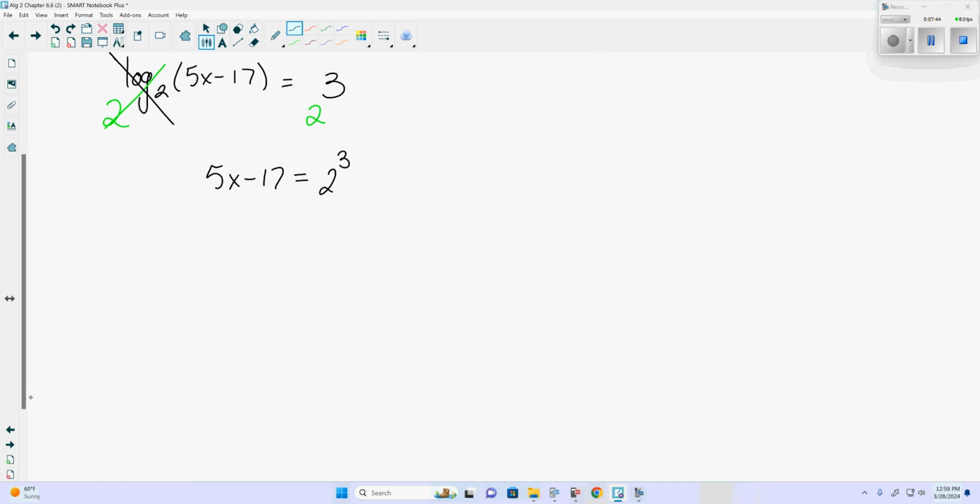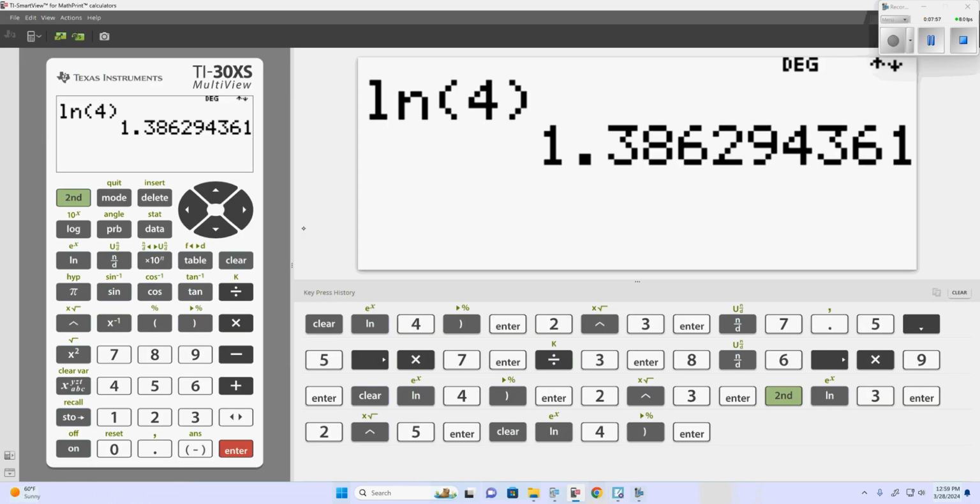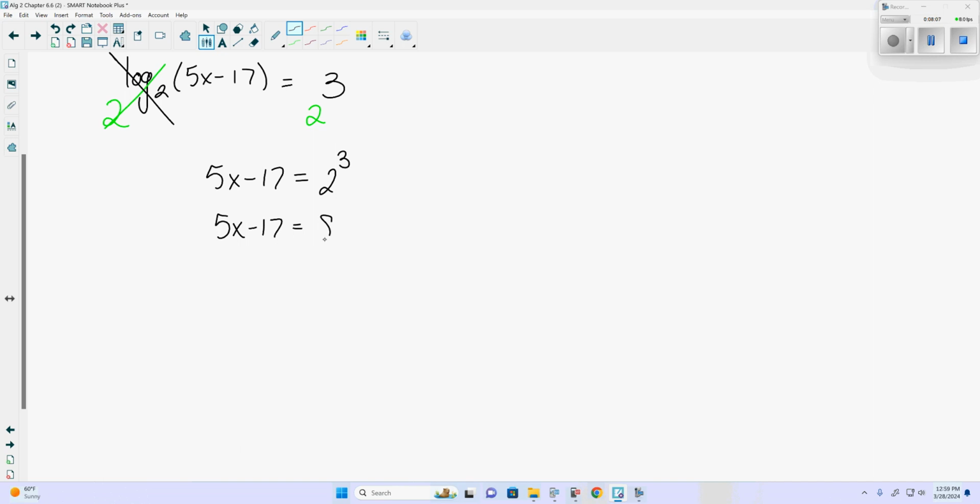Questions on this here? Now, is 2 to the third power a nice number? What is 2 to the third? It is not 6. 9? 2 to the third power is 8, because we're multiplying 2 by itself 3 times.